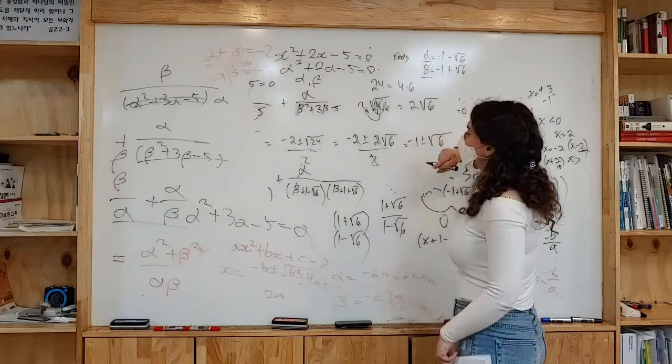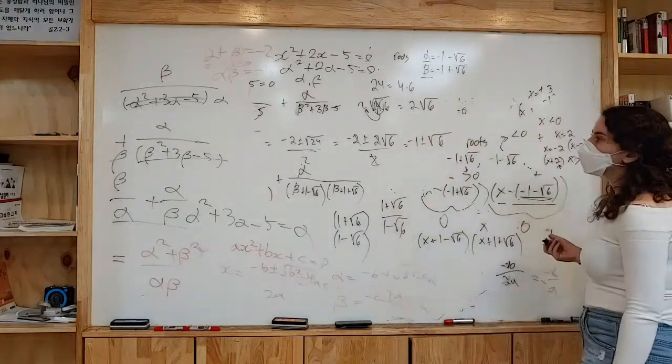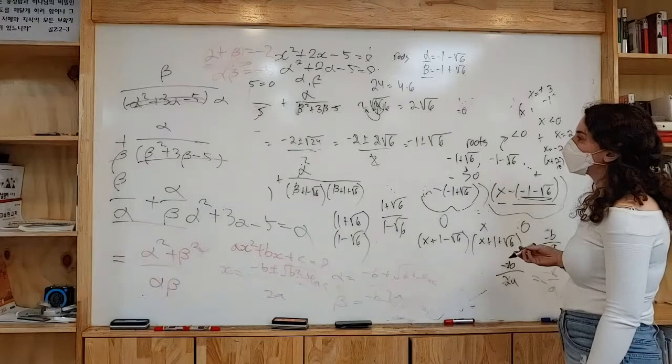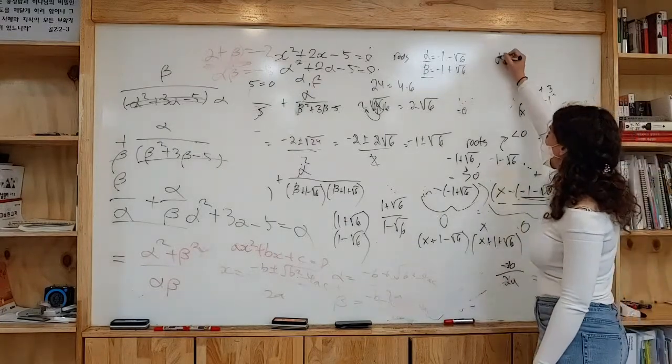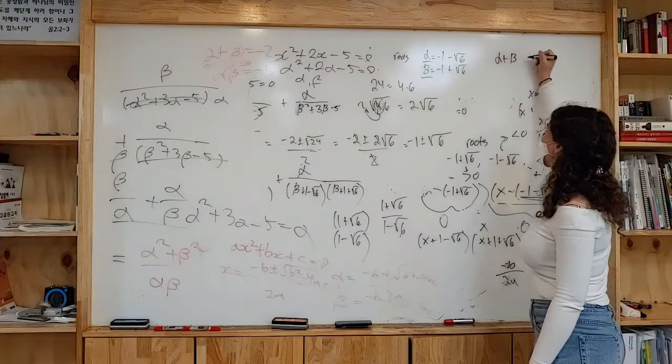So basically, the thing that they want you to do is, he said, look at alpha plus beta. What if you add the two roots? What is that equal to?